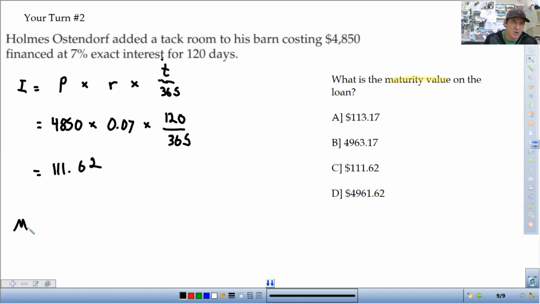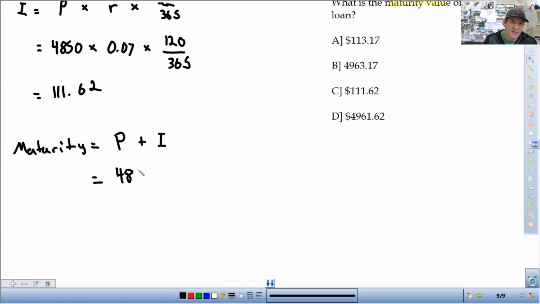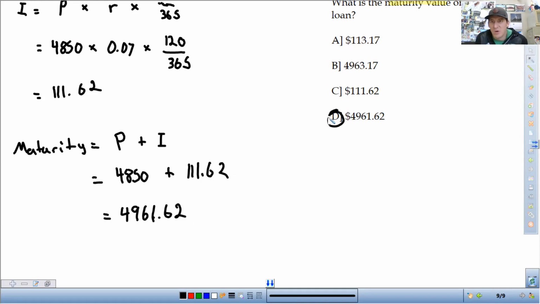And now to find the maturity value, you take the principal plus the interest. So the principal was 4,850 plus the interest of 111.62. And that comes out to $4,961.62. So the correct answer is D, $4,961.62.